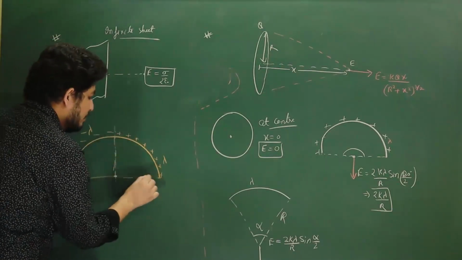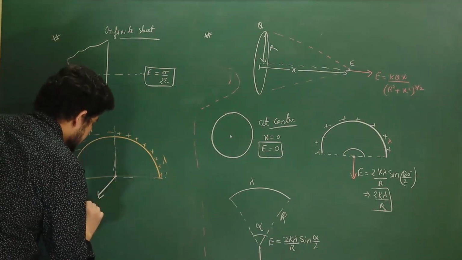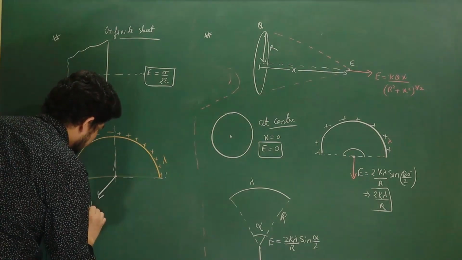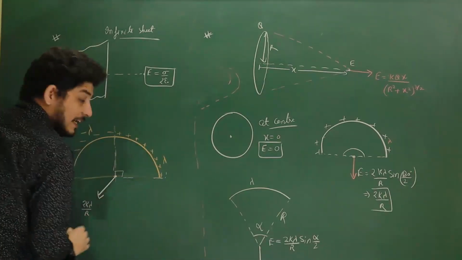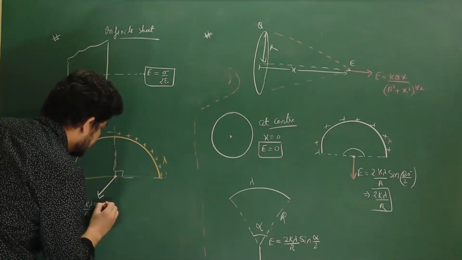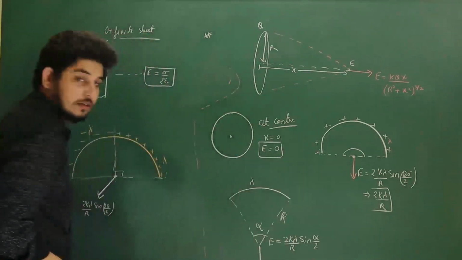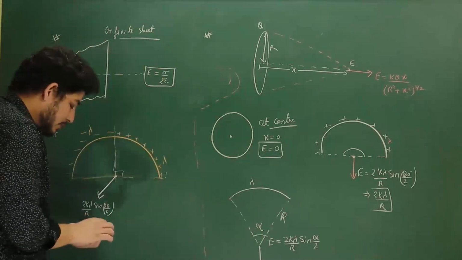And due to this one part, the electric field will be in this direction, and it will be 2k lambda by r. The angle is 90. The half portion angle is 90. So we will write sine 90 by 2. We are using this formula here. Getting my point?